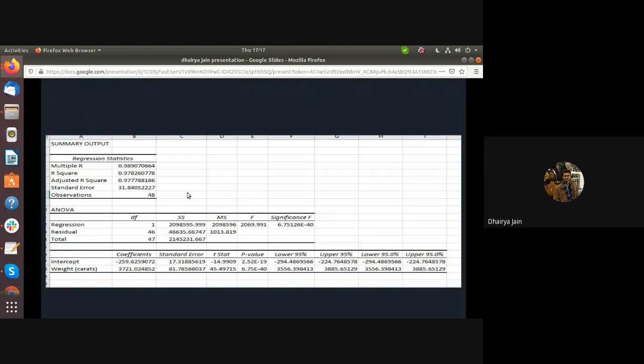Here we have certain key terms which we interpret as follows. One is the R square value. The R square value tells us how well fitted the line is with the regression, how good the prediction is, and how well the predicted line correlates with the data which we have given as input for the regression.